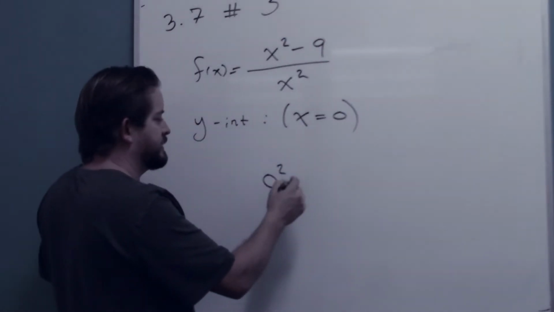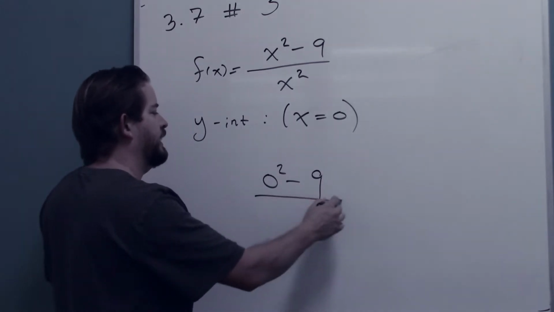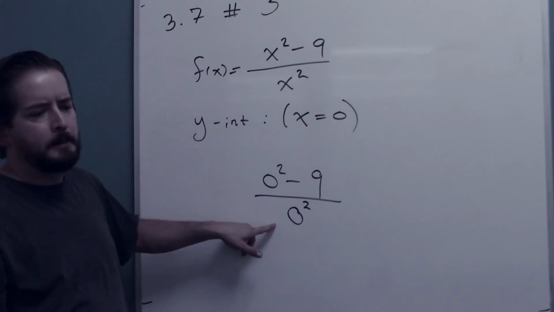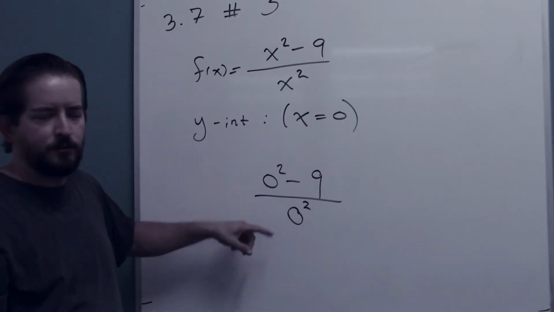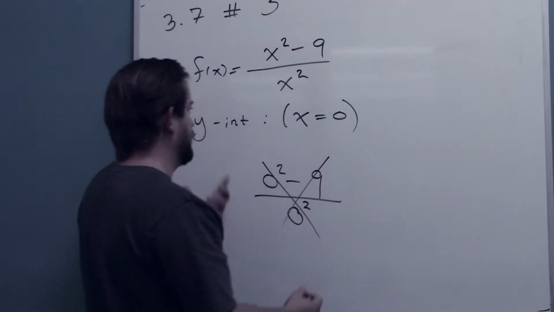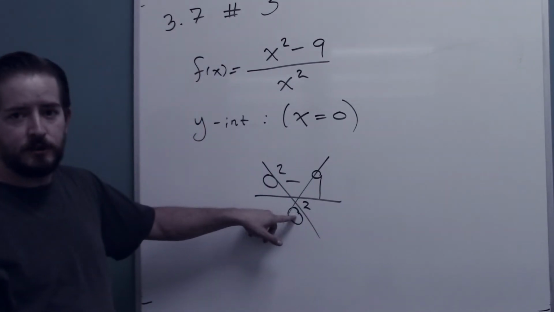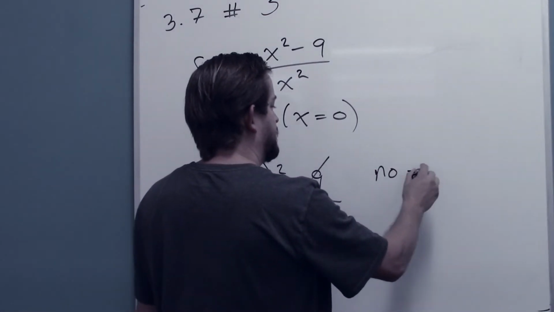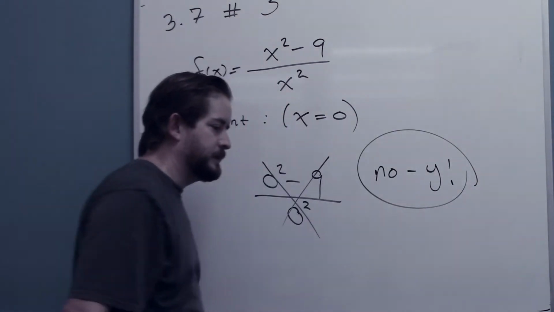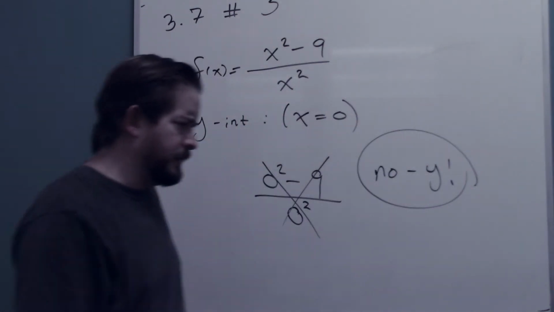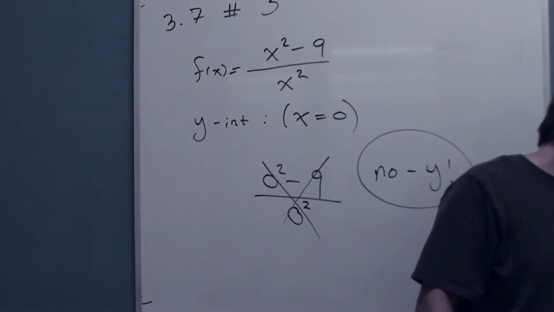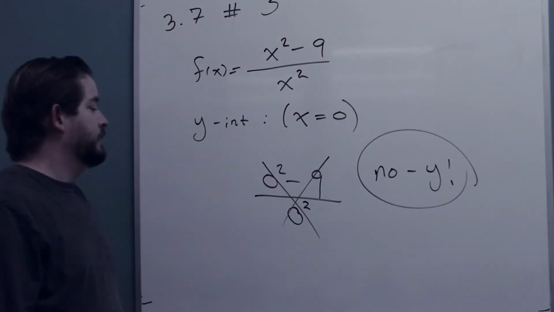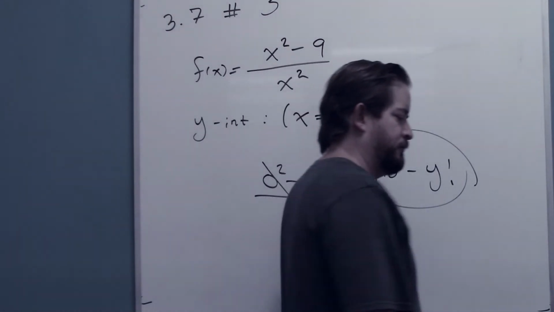well, 0 squared, that's still 0, minus 9, so that's just a -9, but it's over a 0 squared, and that's not happening, right? Can't divide by 0, and so there are no y-intercepts, because if I try to plug in 0 for x, this thing becomes undefined, so there's no y-intercept. And I think that's an option. Yeah, one of the options is none, and that's it. All right, let's look at 5.